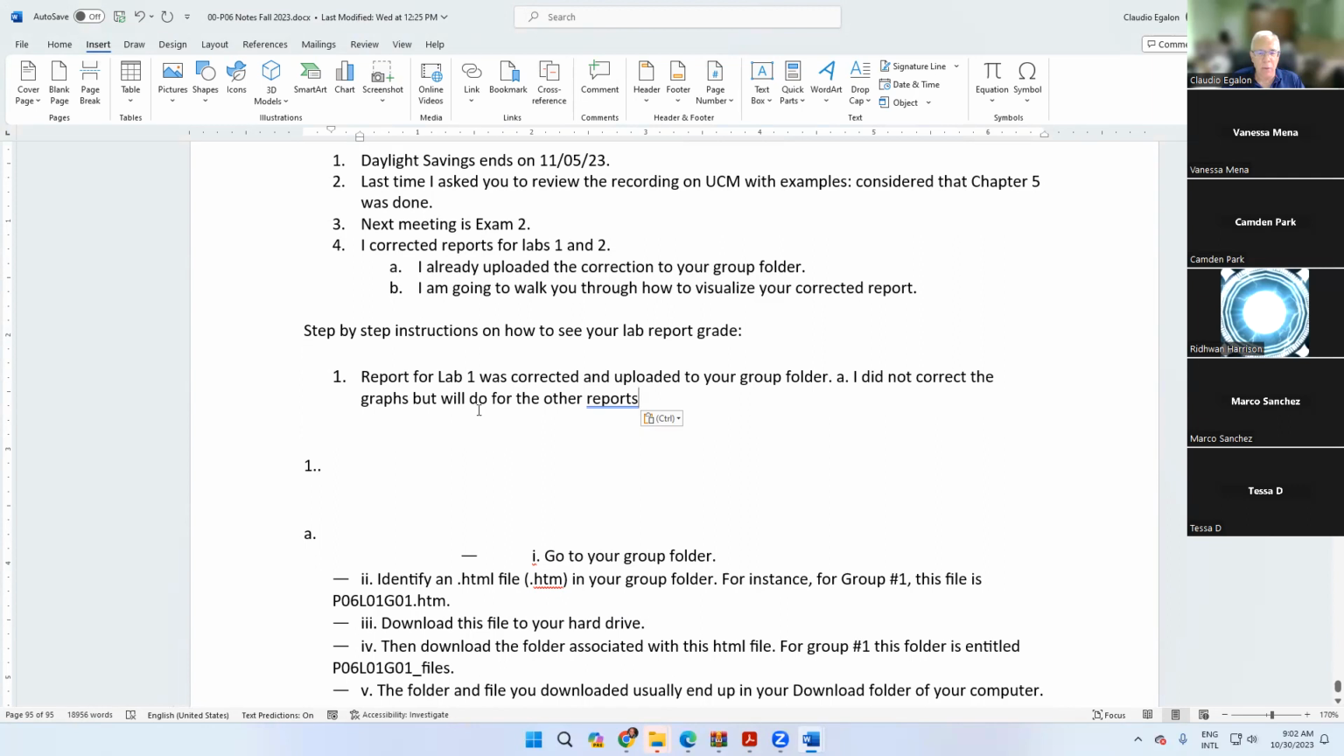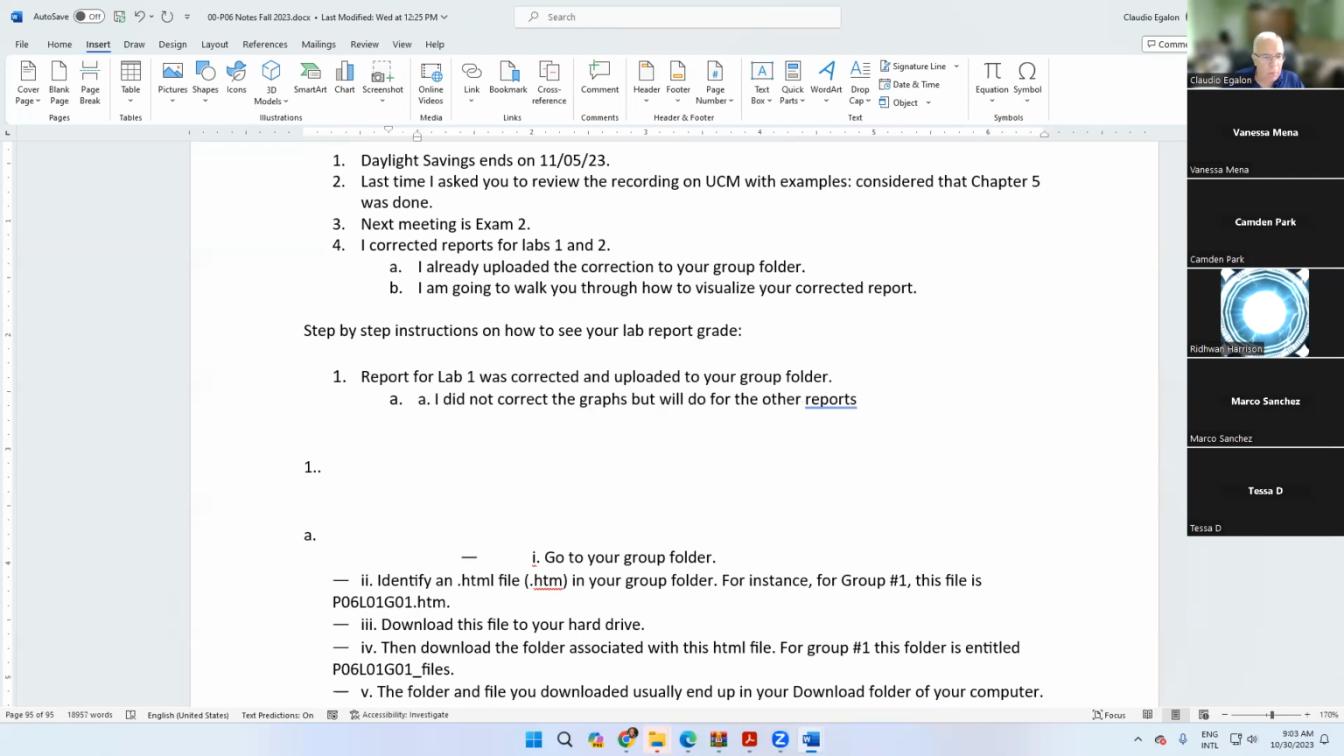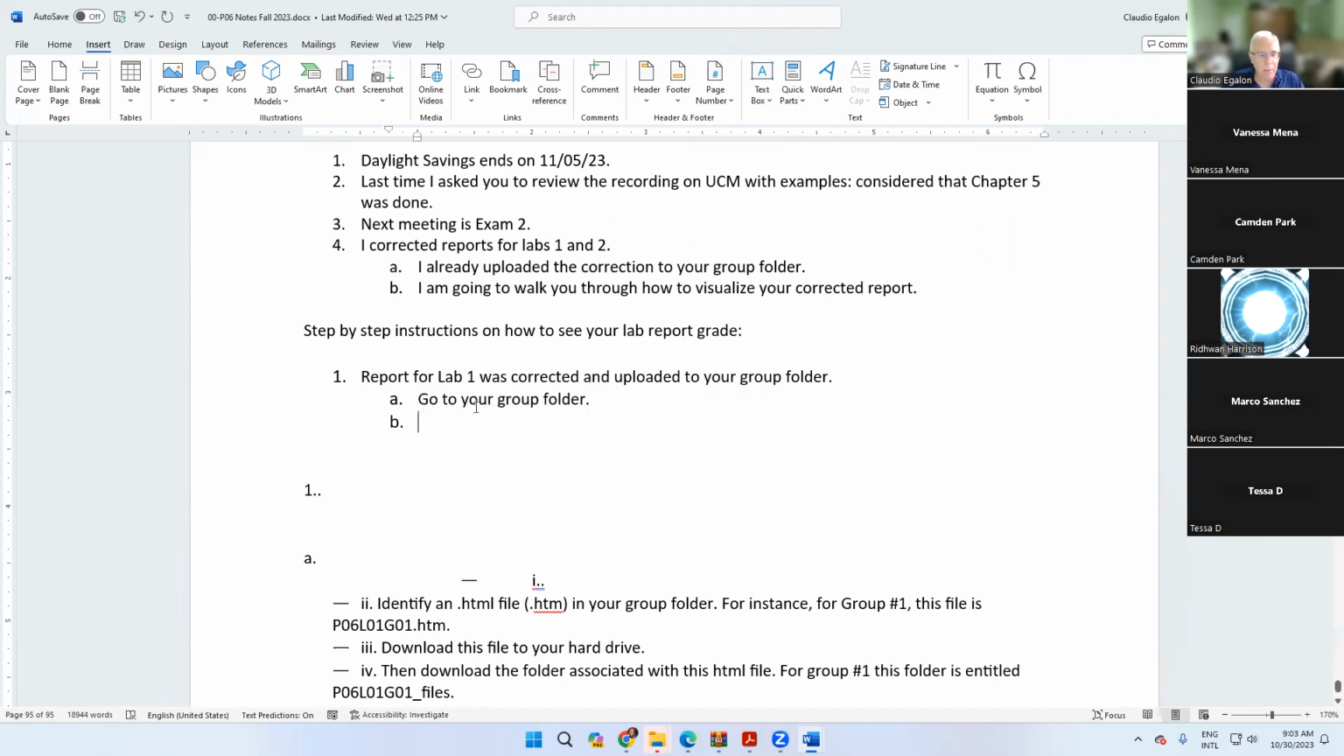Let's correct it and upload to your group folder. Effort for level was correct and uploaded. Okay, go to your group folder. That's the first step.